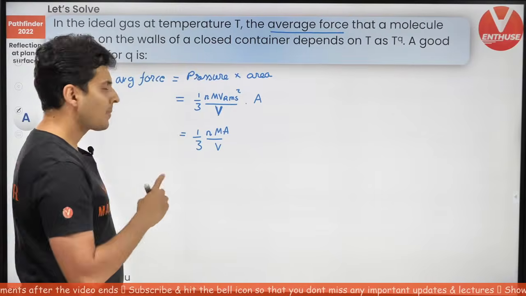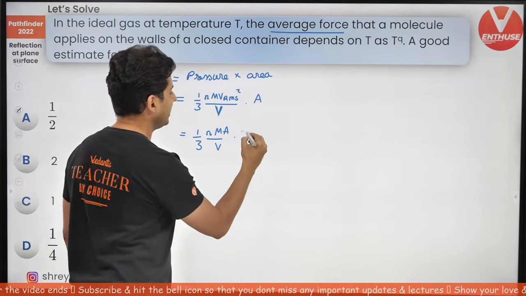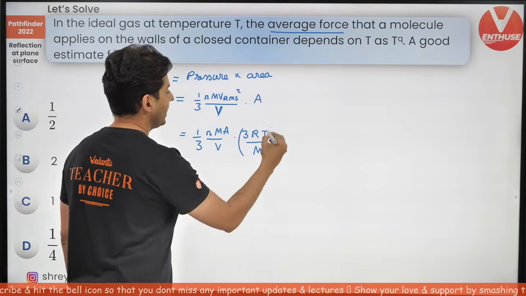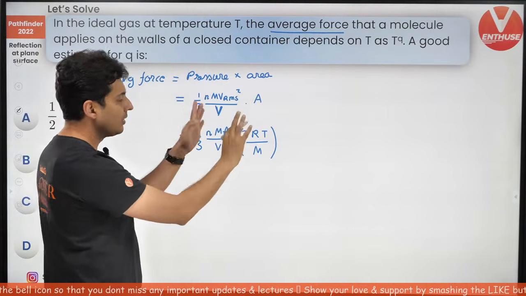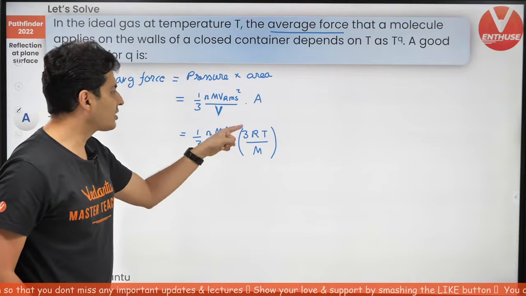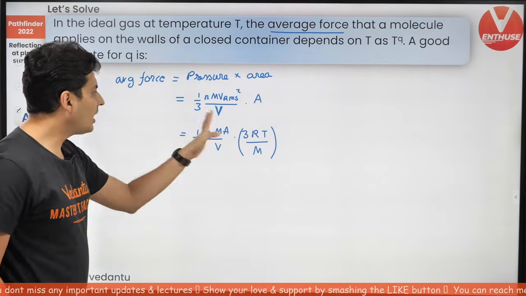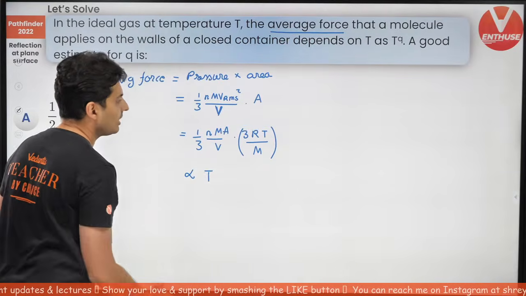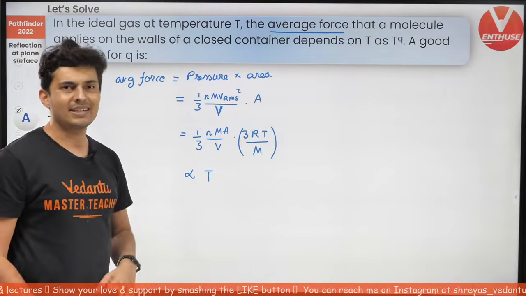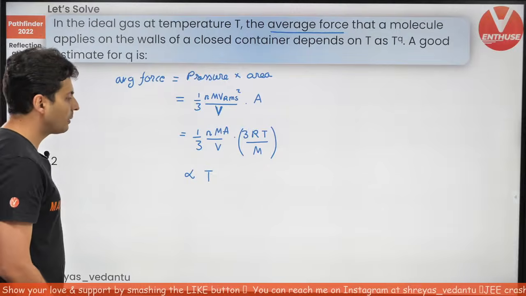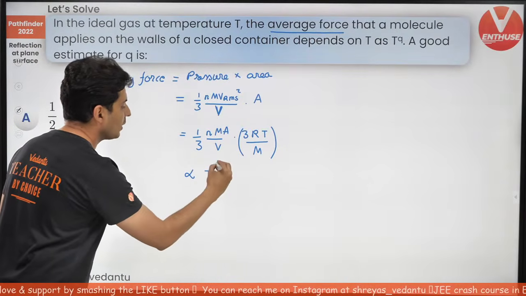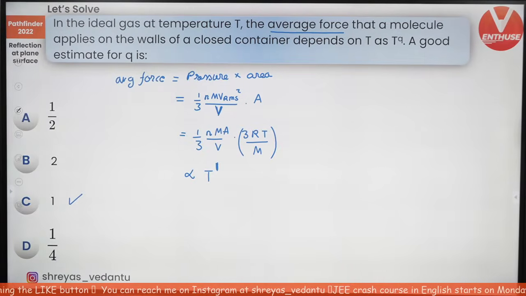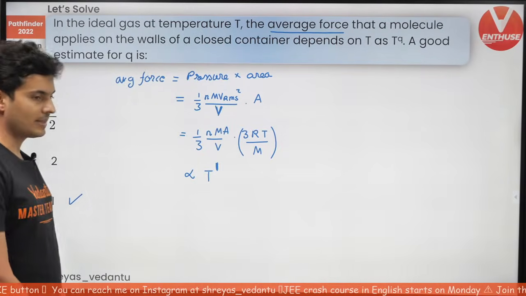RMS velocity was nothing but the root of 3RT by M. Take the root and square it, the root goes off, so V RMS square will be 3RT by M. Now if you notice, isn't this average force proportional to temperature, because all the other things are just constants? So what is the power of T? The power of T is 1. Hence the answer C should be correct. Yep, it is option C.